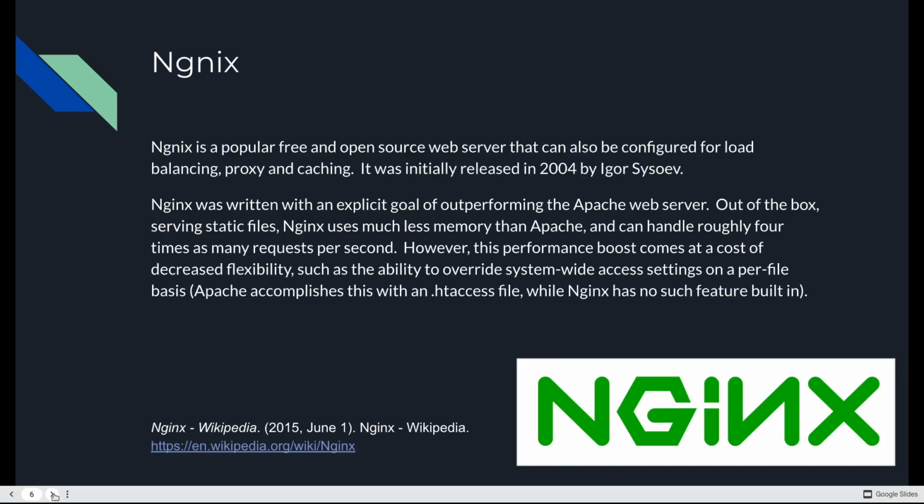And it can handle roughly 4 times as many requests per second. But this performance boost comes at the cost of decreased flexibility. So you can't, for example, override system-wide access settings on a per-file basis. Apache can do this. Nginx can't. There's a lot of things Apache can do that Nginx can't. There's also a lot of things that Nginx can do that Apache can't.